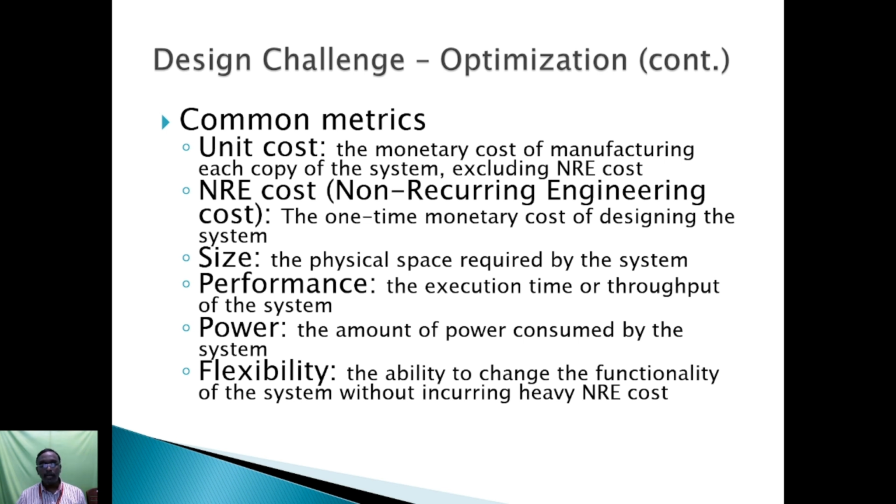Next is power, the amount of power consumed by the system. When we charge the digital camera, how many hours it works is determined by the power consumed. Another is flexibility, the ability to change the functionality of a system. Next is cost. The common metrics depend upon cost also, such as how many dollars it takes to design a digital camera. That is the main concept.